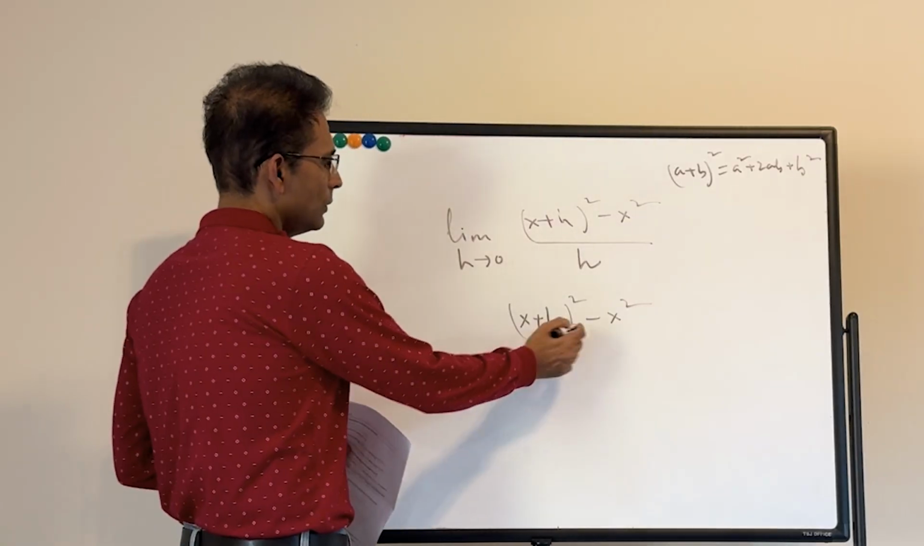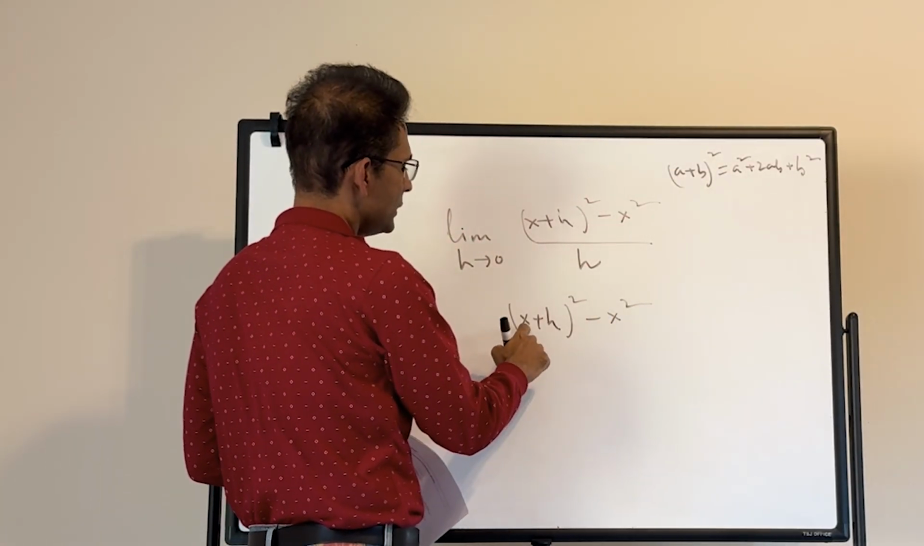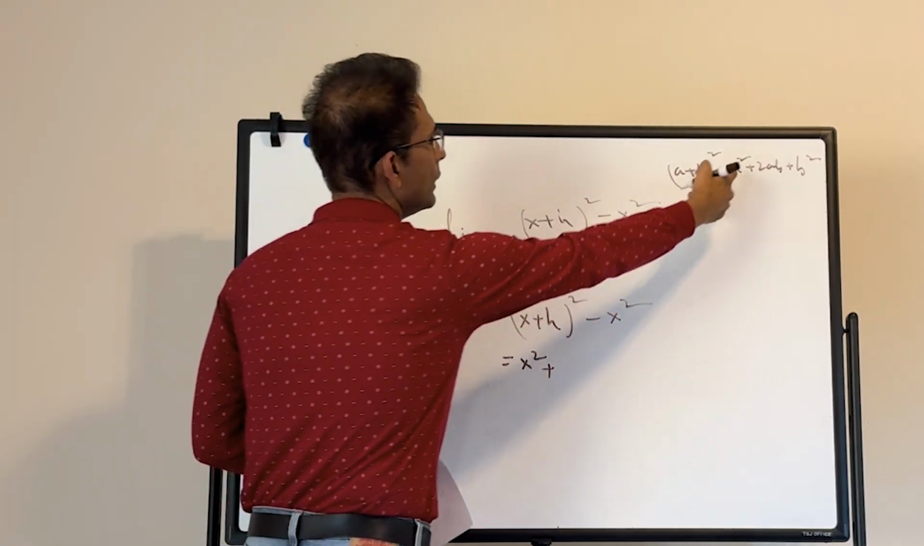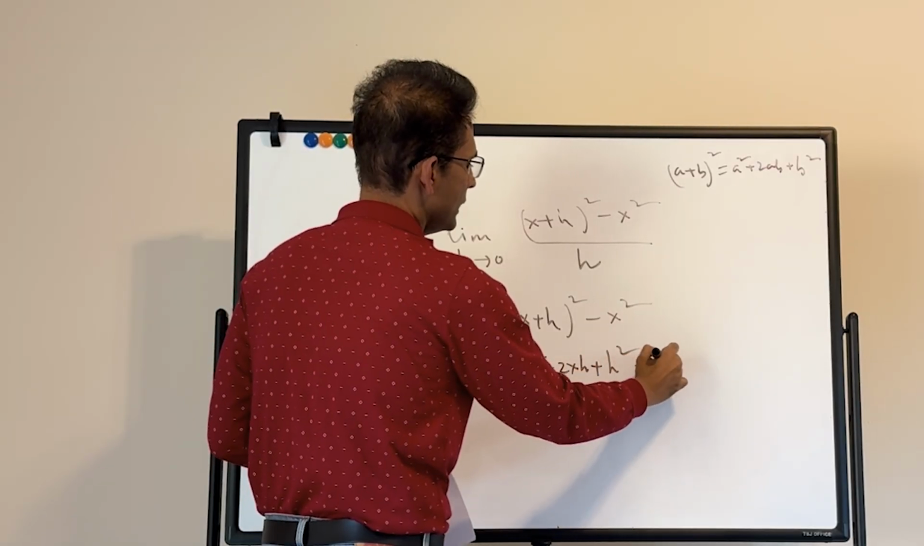All right, so let's expand this using that formula. We have x squared, because x is a. b is like h, so I can write 2xh plus h squared, and then minus x squared.